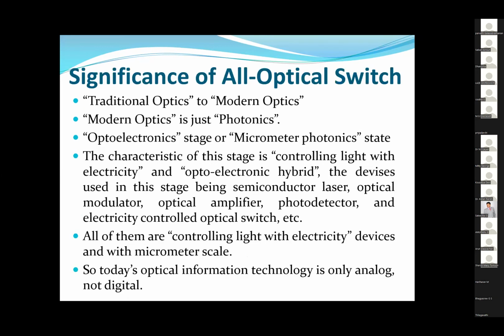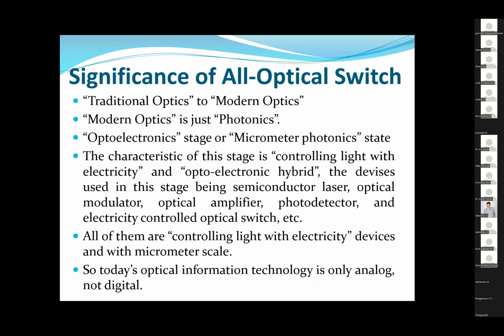So let us see why it is so significant. In the early 1960s, the invention of the laser marks that optics started development from traditional optics to modern optics. This so-called modern optics is the optics that uses laser as the optical source. And what is laser? It consists of coherent photons. So modern optics is nothing but photonics. Nowadays photonics has already developed into the optoelectronic stage, or we call it the micrometer photonic stage. And the characteristic of this stage is controlling light with electricity.